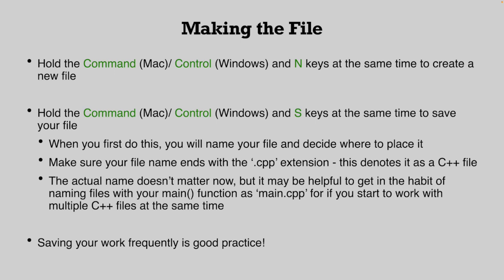When you first do this, it's like saving it as. You pick your name and you decide where to place it. And the name doesn't really matter that much. Just make sure it ends with the .cpp extension because that denotes it as a C++ file. But it may be good practice to start naming it main.cpp, because if you start to work with multiple C++ files in the future, it's good to name whatever your main function is as main.cpp. And of course, saving your work frequently is a good practice.